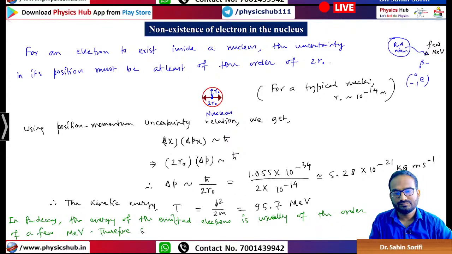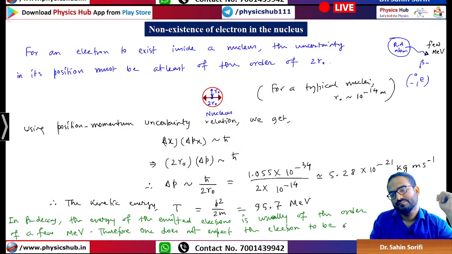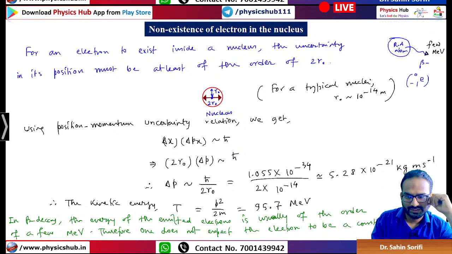Therefore, one does not expect the electron to be a constituent of the nucleus.